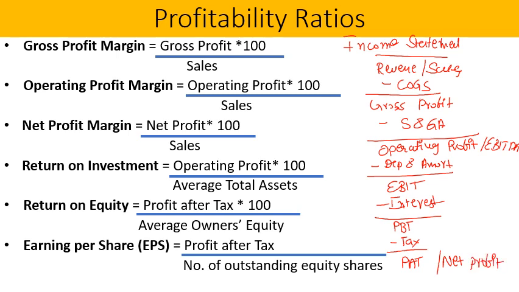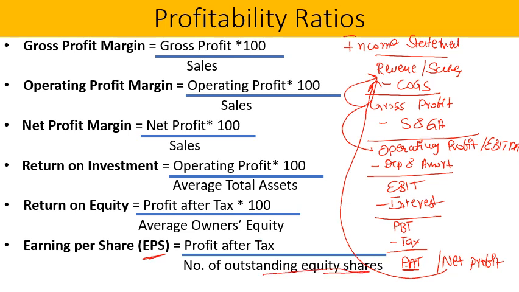Now, if you look over here, gross profit margin would be gross profit divided by revenue and sales. Operating profit margin is operating profit divided by revenue and sales. Net profit margin is net profit divided by revenue and sales. Return on investment would be operating profit divided by average total assets. Return on equity would be profit after tax divided by owner's equity, which shows how much profit a company is earning on a given owner's equity. And last but not least is earnings per share, which is profit after tax divided by the number of outstanding shares.